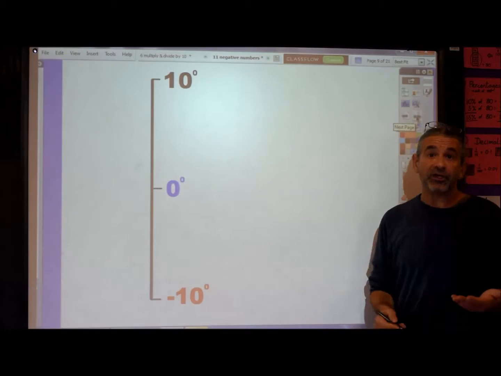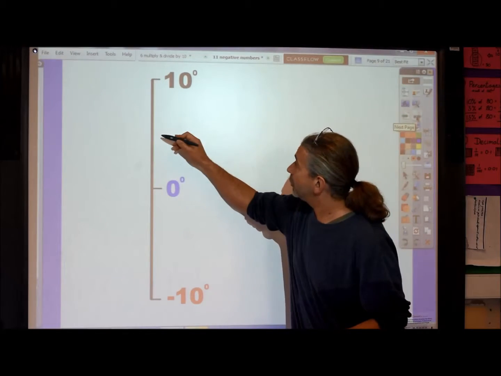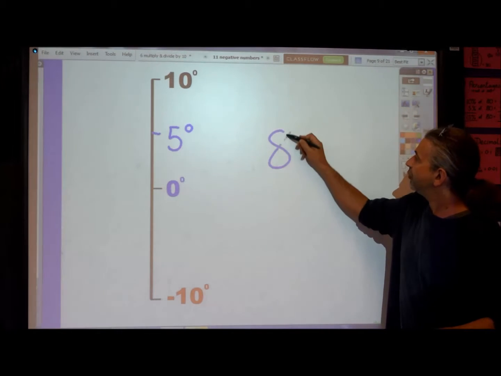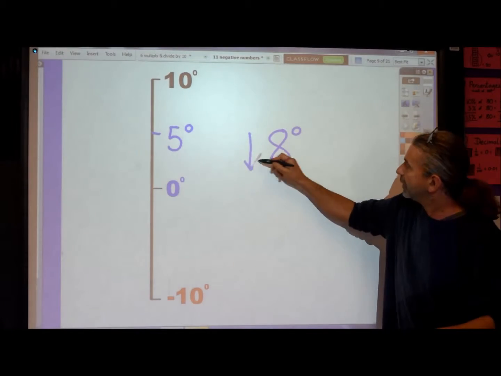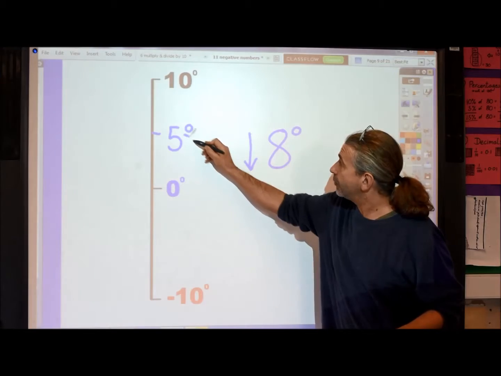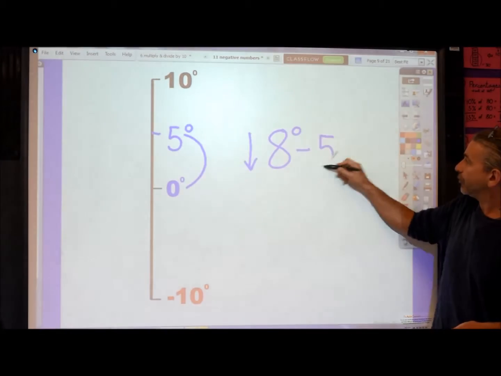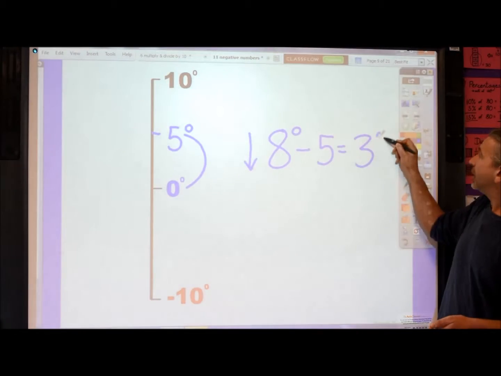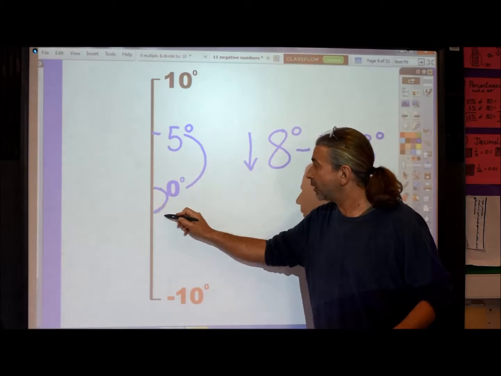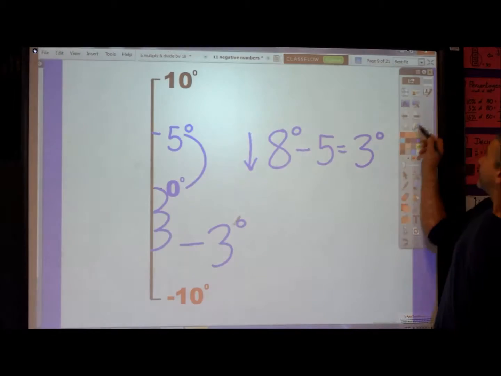But there is another way to do that, but it's harder. Okay, you start on 5 degrees and you're getting 8 degrees colder. Now, you use 5 of those 8 degrees to go from 5 to 0. So now we'll take away that 5 degrees and there'll be 3 more left to use. So down 3 degrees from 0, minus 1, minus 2, minus 3 degrees.